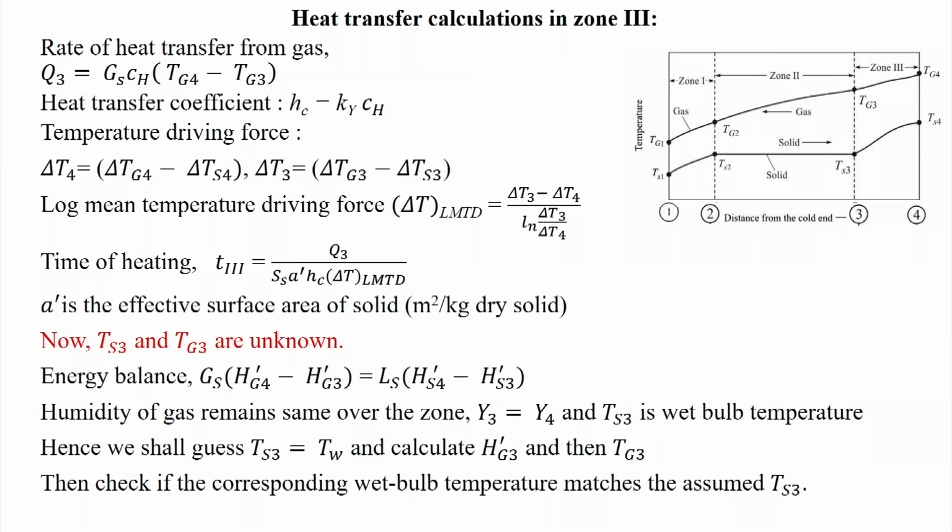Okay. Now, we will do a systematic calculation of the drying time for these 3 zones, but the convenient way of calculation is this: first we will calculate zone 3, then zone 1, and finally zone 2. For this we need to find the rate of heat transfer from the gas. This Q3 will be Gs into Ch into (Tg4 minus Tg3).